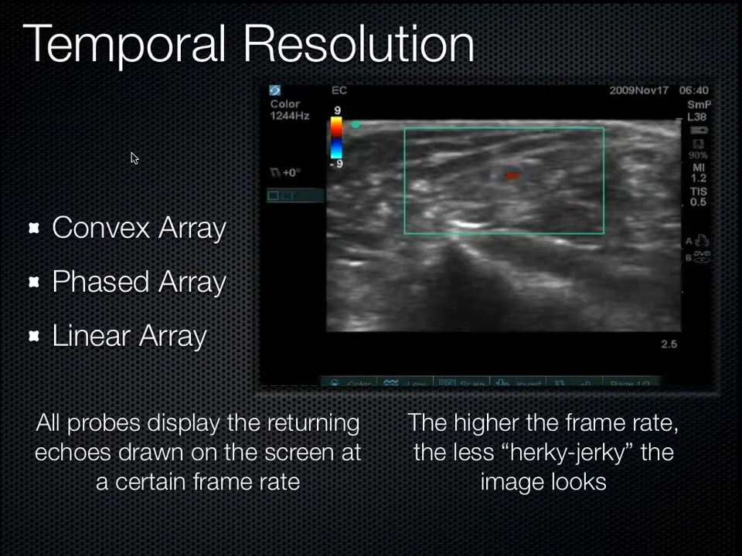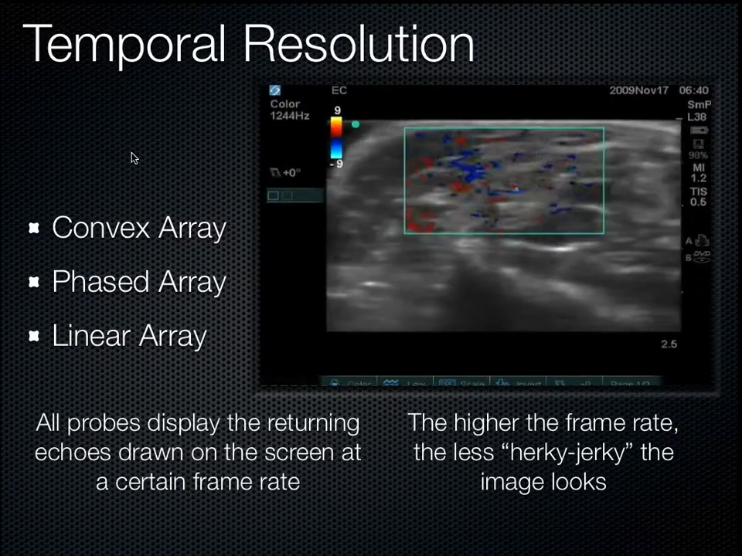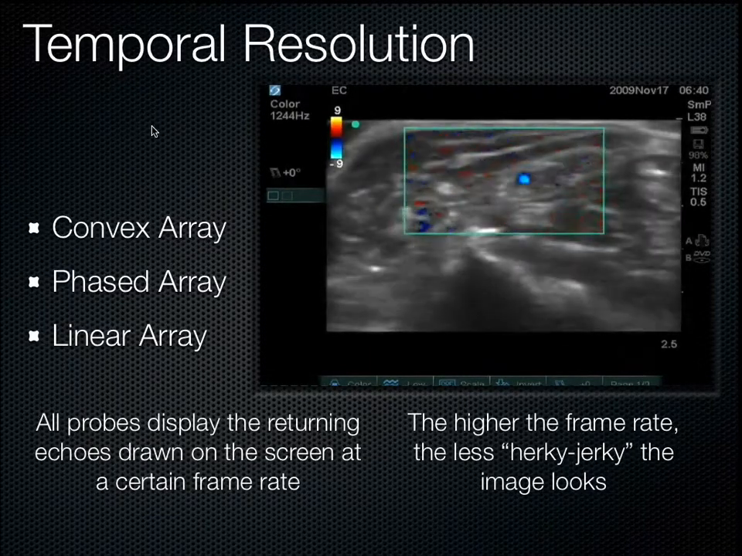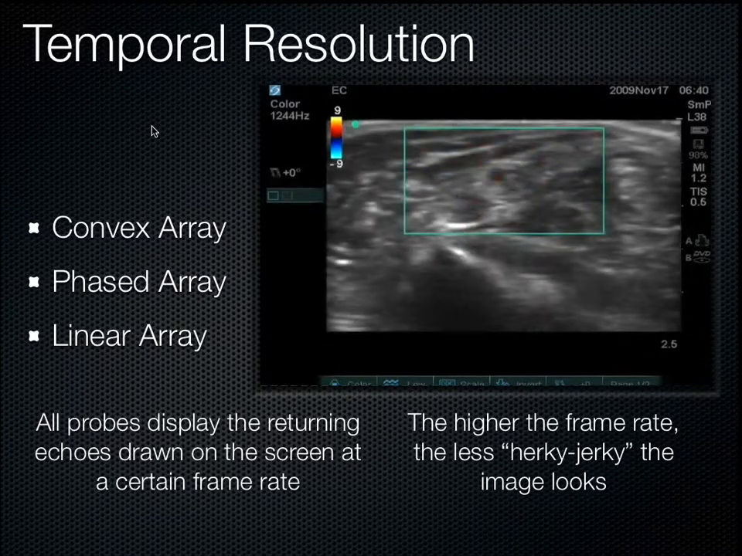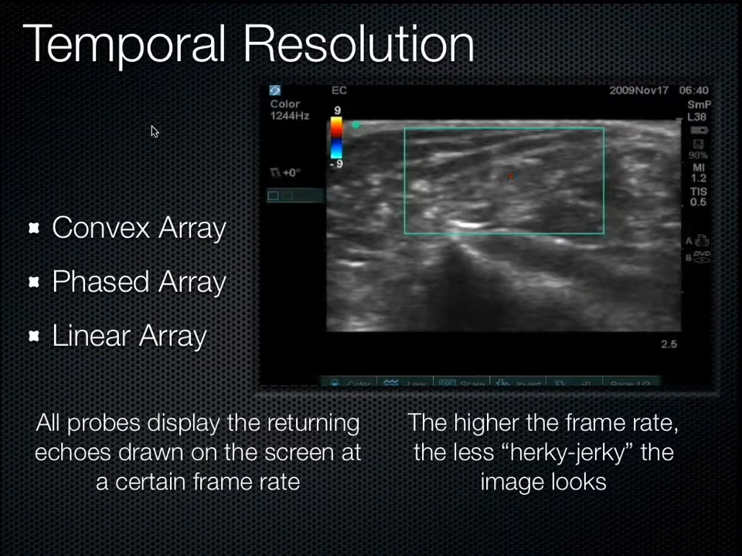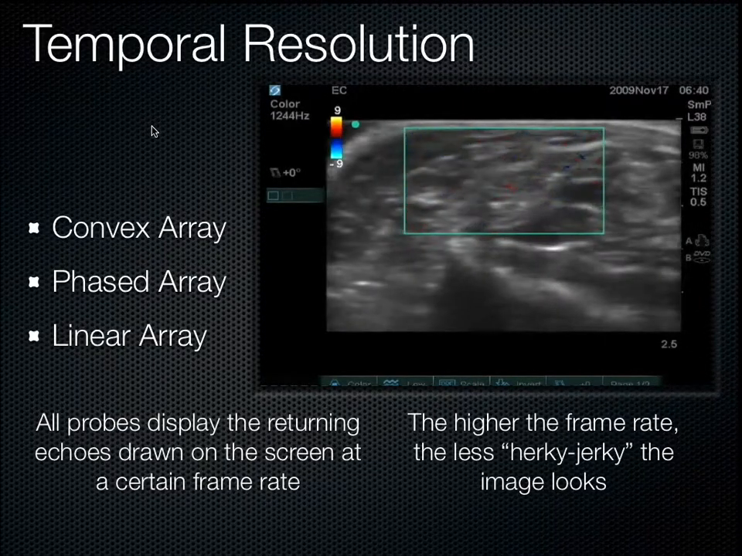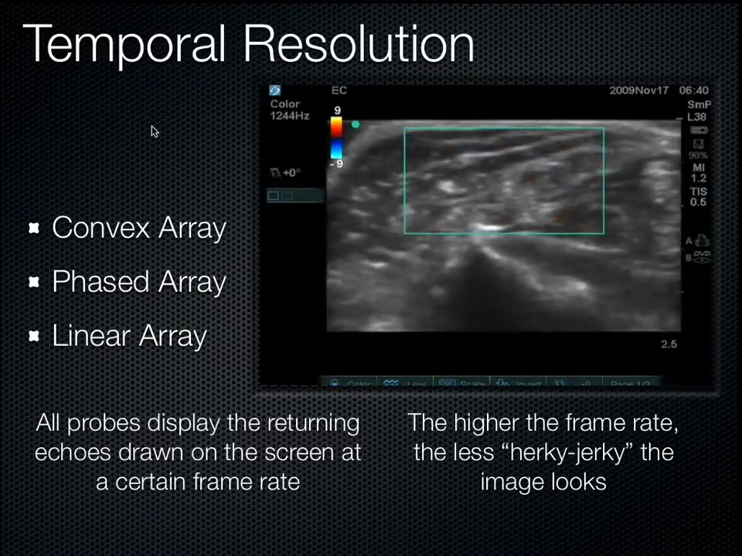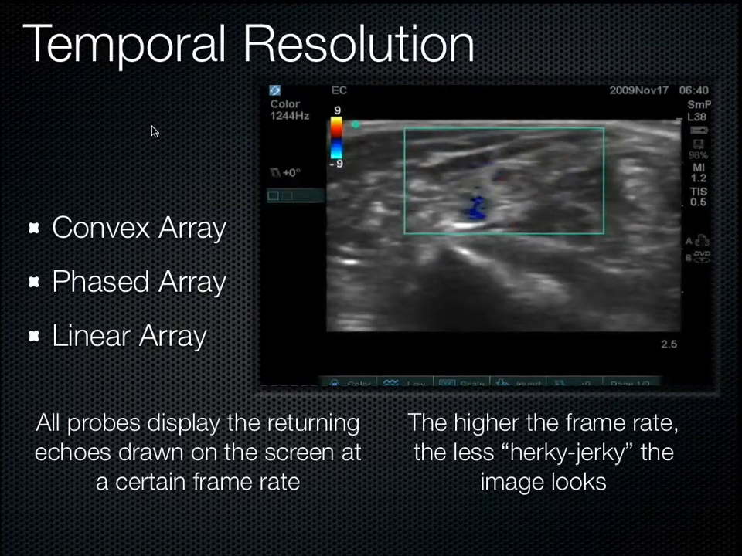And so with a lot of abdominal software settings, at the expense of temporal resolution, you'll see fewer artifacts on the screen. As the echoes are coming back to the ultrasound machine, the machine is doing its best to scrub off artifacts, and as it does that, it may need to slow down the frame rate. So just keep that in mind.